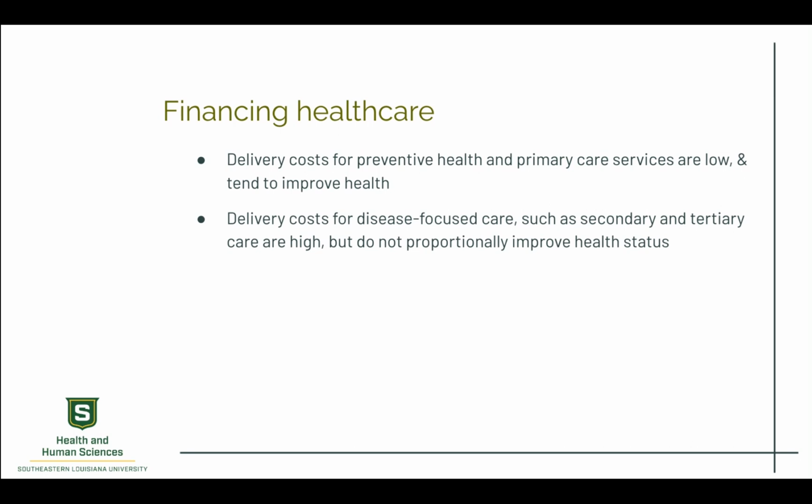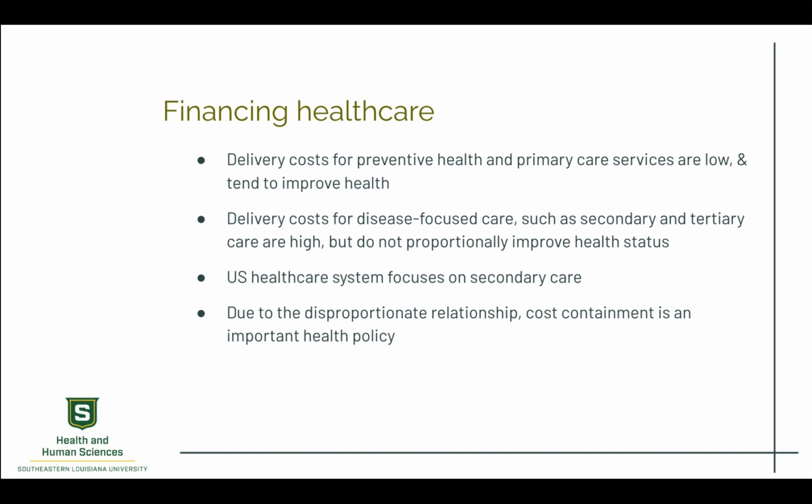The US tends to focus on secondary and tertiary care. That is one of the explanations for why, even though the US is spending so much on healthcare, it is not getting a commensurate healthcare outcome. So, due to this disproportionate relationship, and this is in every healthcare system, you spend a little on primary care and get a lot of return on investment, versus spending a lot on secondary care and getting less return.